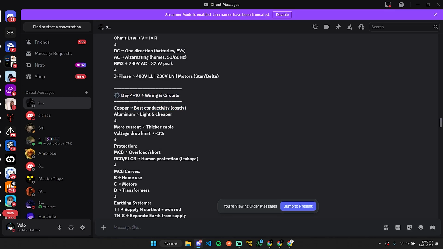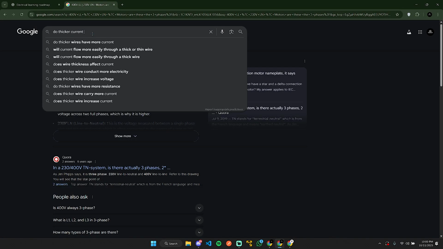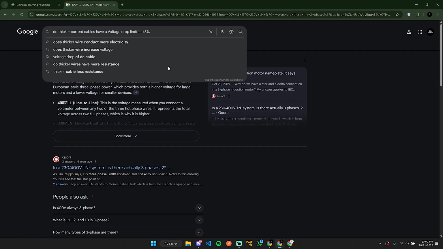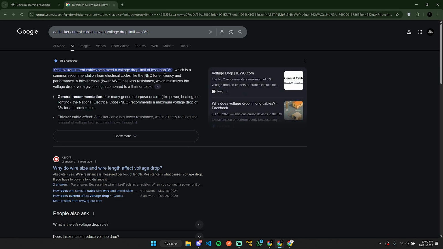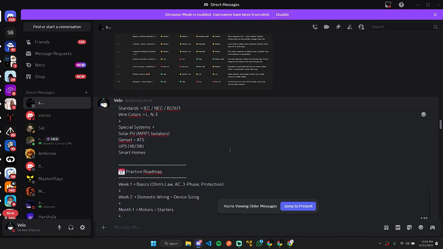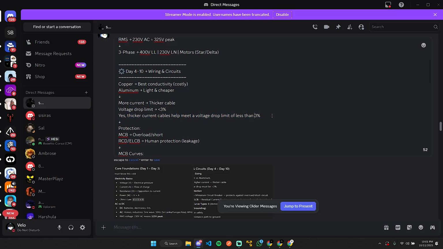So best conductivity is copper. Copper is the best for conductivity, which is costly, and aluminum is lighter and cheaper. Of course, if it's more current you need a thicker cable. Voltage drop limit is less than 3%. So I'm assuming thicker current cables have a voltage drop limit less than 3%. Okay, I'll just put that here. So yes, thicker current cables have a voltage drop limit of less than 3%, which is what it's trying to say.